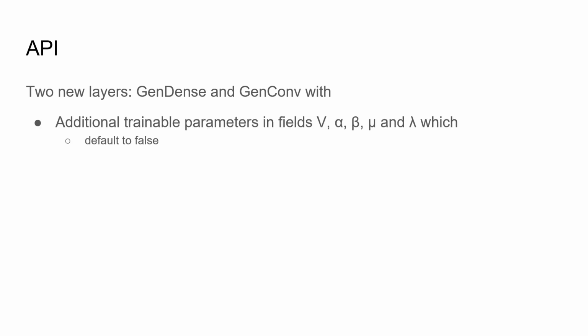This package aims to be compatible with Flux and to have a similar API. It comes with two new layers, generalized dense and generalized conv. Each layer takes additional keyword arguments, which allows instantiating additional trainable parameters. This is useful for certain experiments. When not supplied, these fields will default to false.